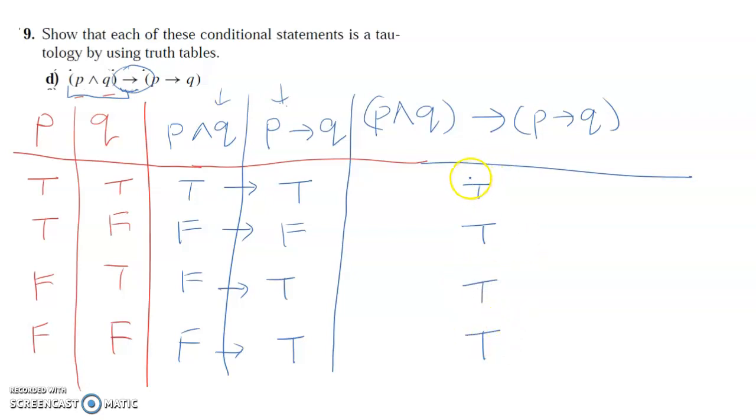So in the end, all the cases give us a true value, which means we have shown that this is a tautology, and that's how we prove that this statement is a tautology. So for A through C, which is for your homework, you should expect that your end result will be all true values.